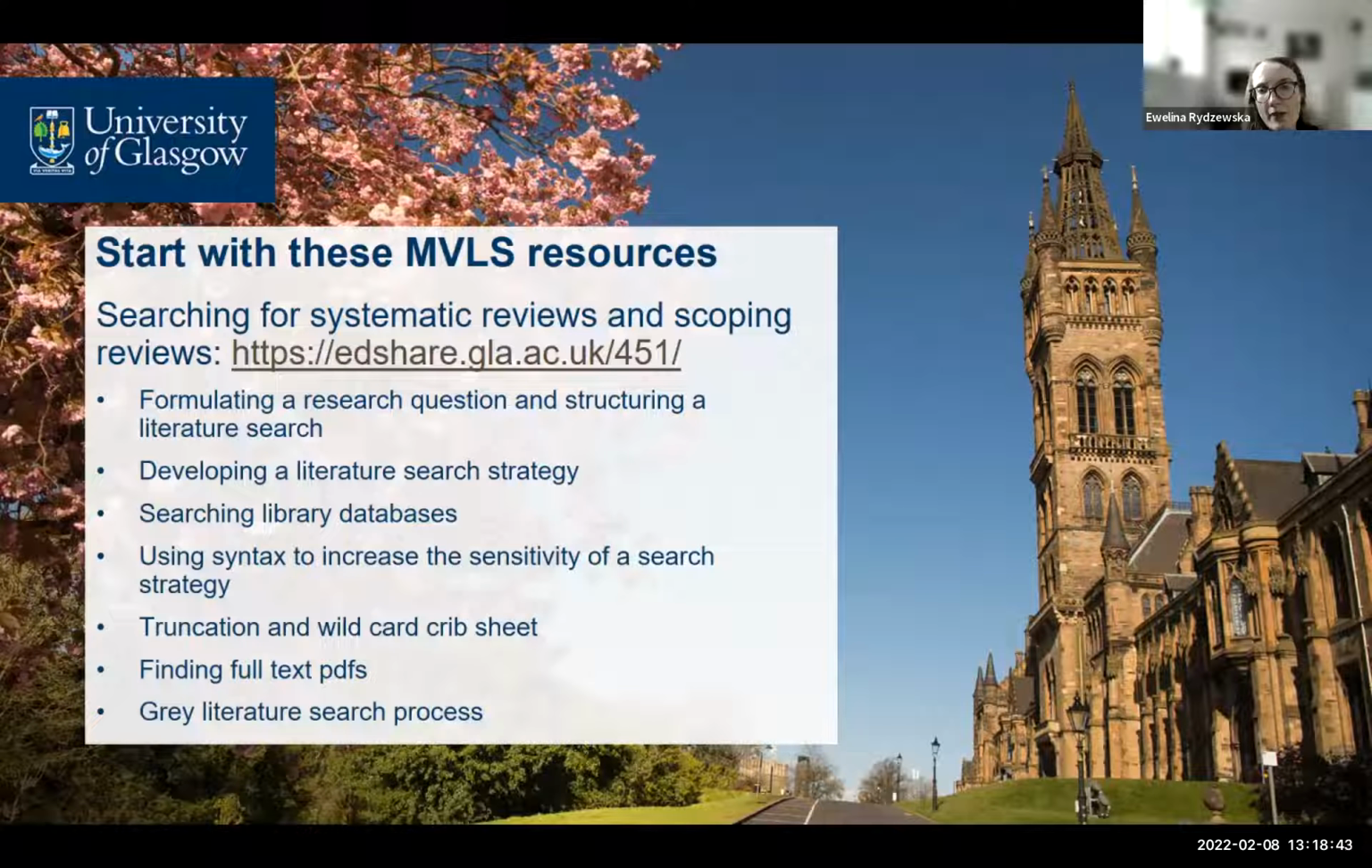And I have to mention that the library resources do look at all sorts of aspects of a systematic review. So they cover even things like trying to find full text for the articles that you might want to end up extracting data from, or even how to search for grey literature, which I've already mentioned I don't do. So it's a really good range of different materials.